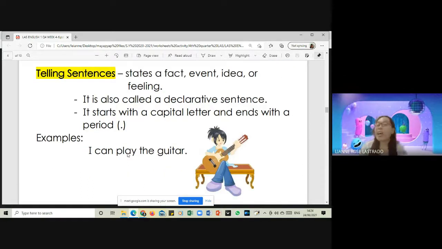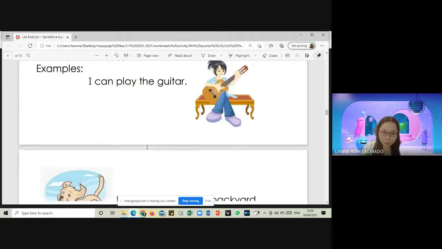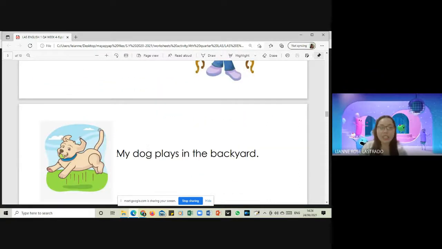Another example, I can sing. Or she is beautiful. He is handsome. Alea Rexel is intelligent. She loves to sing. So those sentences are called telling sentences. It's because you are just telling something. Okay? From the word itself, telling, that's what we call telling sentences. Okay, grade 1. Now let's try to look at the other example.